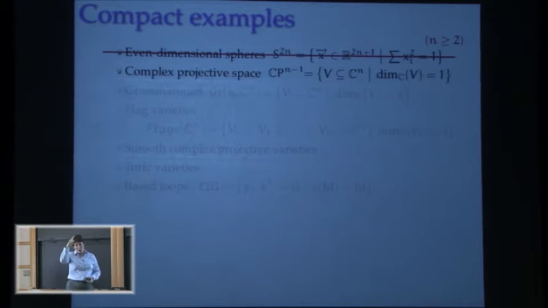But complex projective space, we know that has exactly one degree of H0, H2, H4 up to H2n. And it turns out that is symplectic.